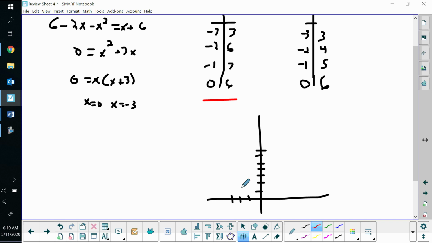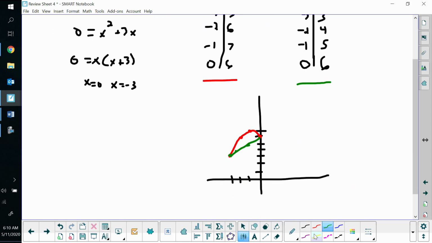All right, we'll make this one be red. So we got 0, 6, negative 1, 7, negative 2, 6, and negative 3, 3. And over here, we may make this one green. So we got that there. And we want to go over the line y equals 3.